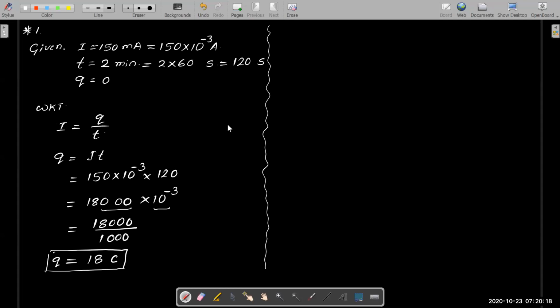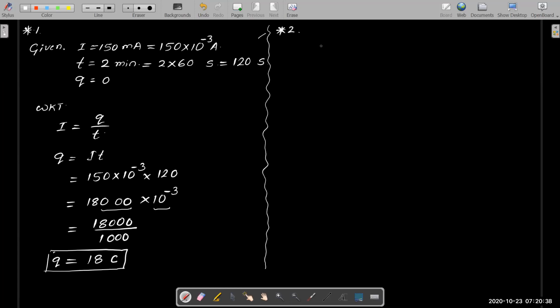Hope you have taken the solution. Yes, sir. Now let us move to the next problem. Second problem. Note down the second problem.